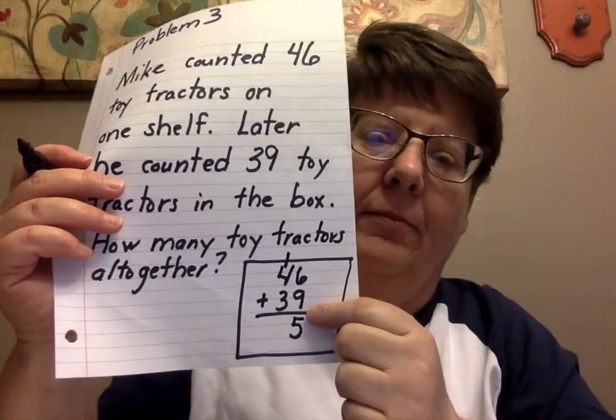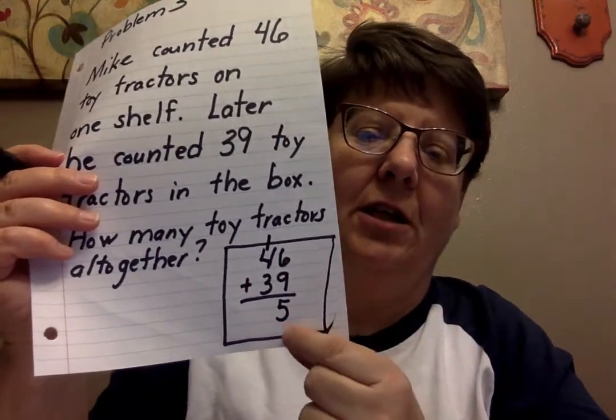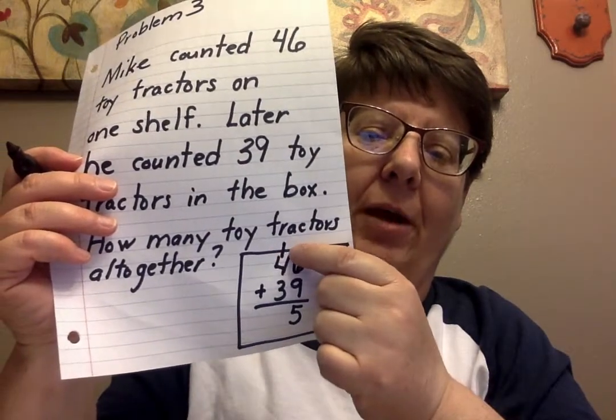I'm always going to start in my ones column. I have 6 plus 9. I know that 6 plus 9 is 15. I know that 15 is made up of 1 ten and 5 ones. So I'm going to write down my 5 and carry my 10. 6 plus 9 is 15. I wrote down my 5 and I carried my 10. Now I'm going to add the 10s together. 4 plus 3 is 7 and 1 more is 8.